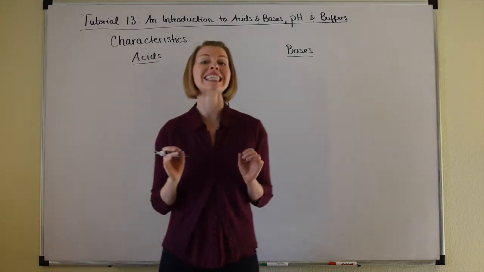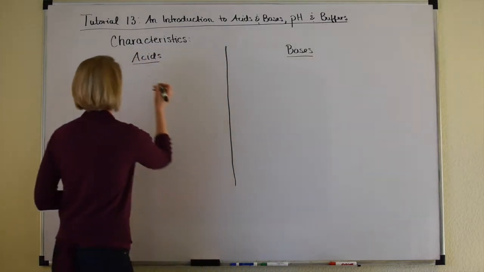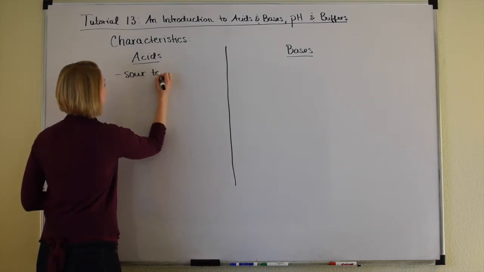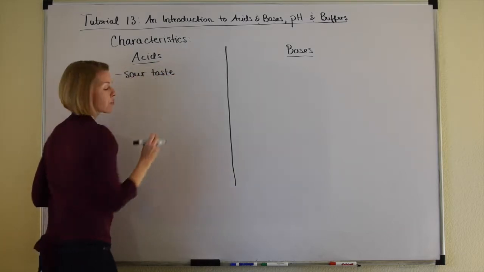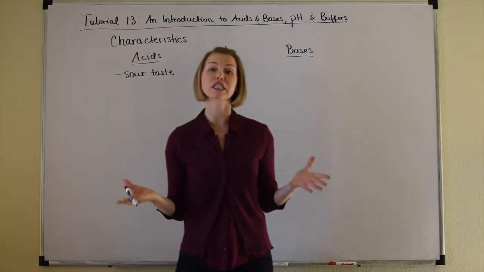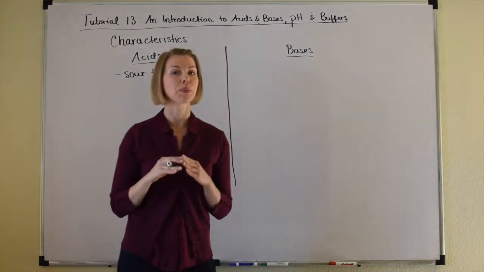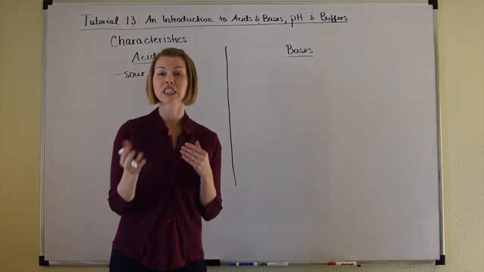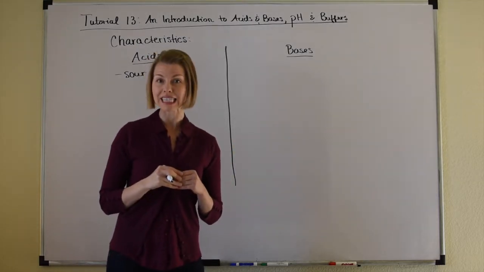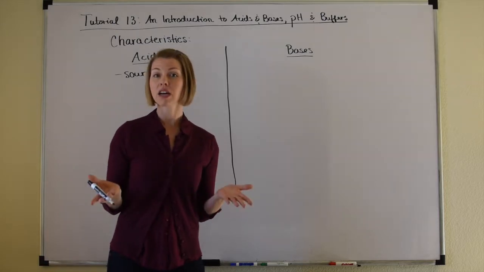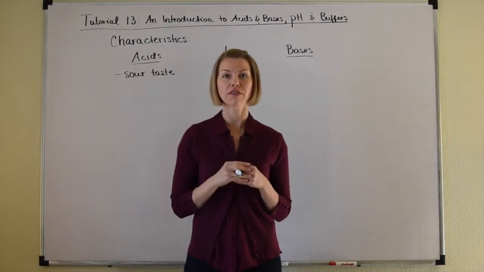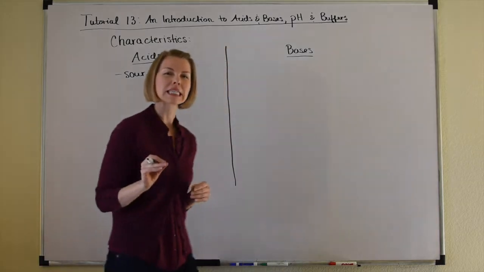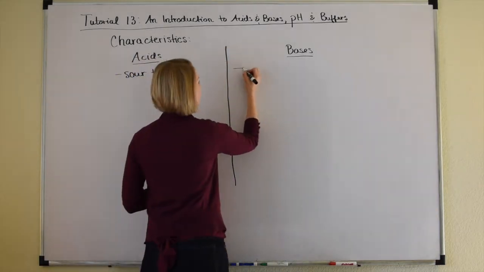Acids have a sour taste. Let's write that up there. Sour taste. And they're fairly common to find in the foods that we eat. So for example, citrus fruit, vinegar, which contains about a 5% solution of acetic acid, and soda are all examples of foods that contain acids. Bases have a bitter taste.